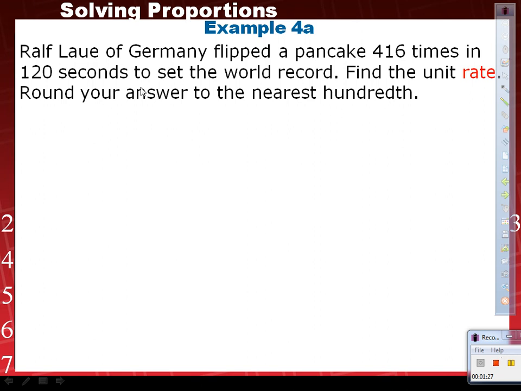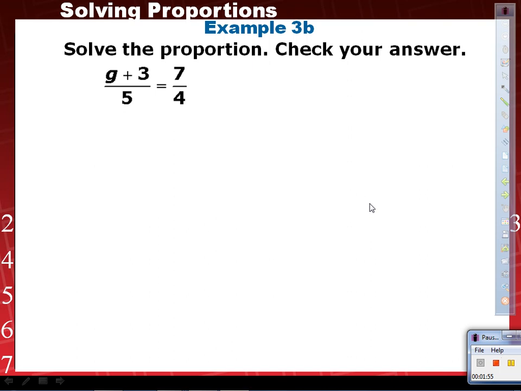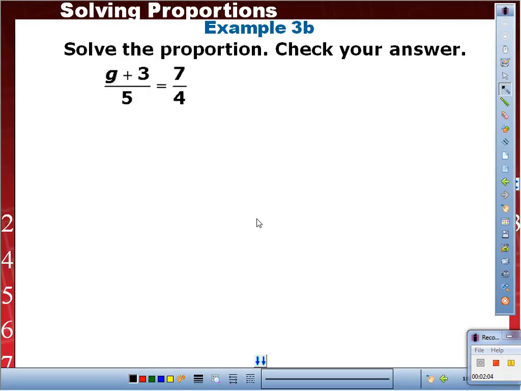g plus 3 over 5 equals 7 over 4. You should be able to do these by yourself, even in your sleep, I believe. All right. Copy that and solve, please. You have 40 seconds. Go. All right, let's see. It says, solve the proportion and check your answer. All right, very good. So, here it goes.